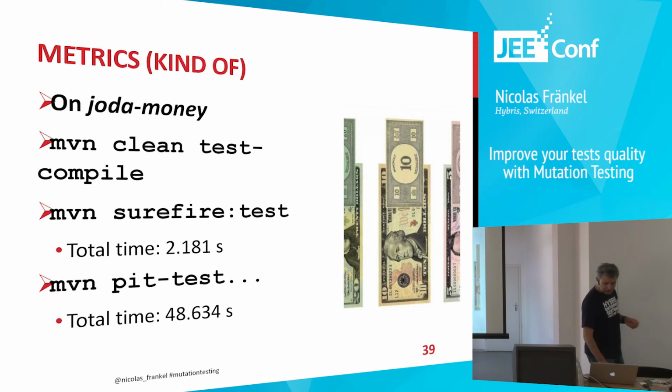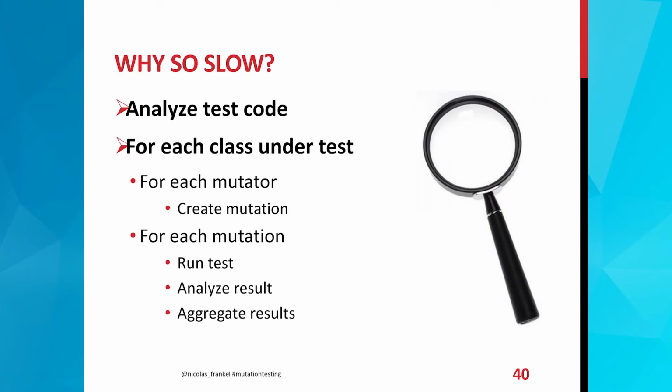So why is it so slow? Yeah, you have to understand that it must analyze the test code, and for each class under test, you have to create a mutator. And for each mutator, you have to create a mutation. And for each mutation, you have to run the test, to analyze the result, and to aggregate the result afterwards. So there is no wonder it's very, very slow.